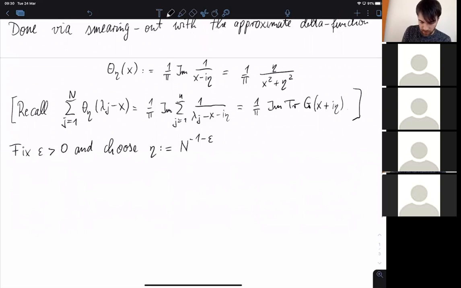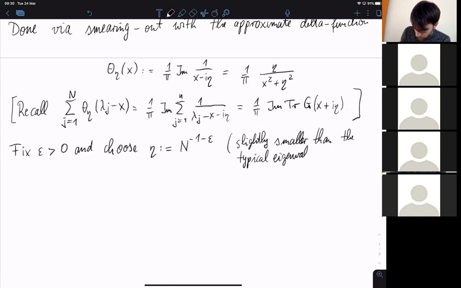Now this minus here is important, so maybe I should remark this: slightly smaller than the typical eigenvalue spacing. So a priori, of course, our local law is not very strong there, but this moment matching technique will help us to improve this, as we will see a bit later.